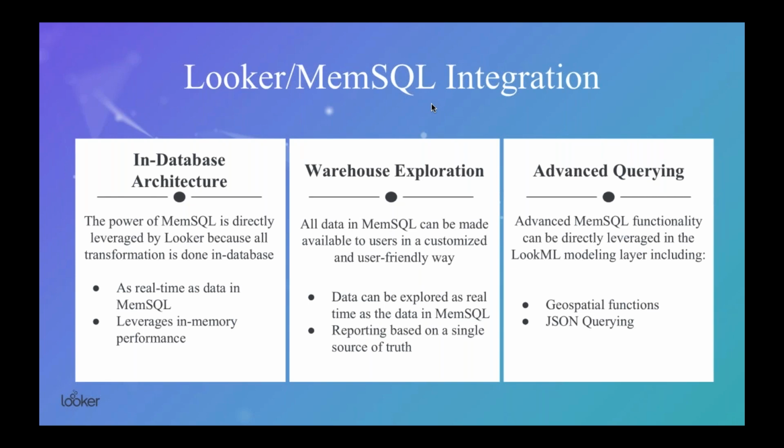And then lastly, advanced querying. So any function that's possible in the underlying database, so in MemSQL, can be leveraged by Looker's modeling layer. So this includes all the really cool things you can do with MemSQL, like geospatial and JSON functions. And you can put those in the modeling layer and make them accessible to everyone.